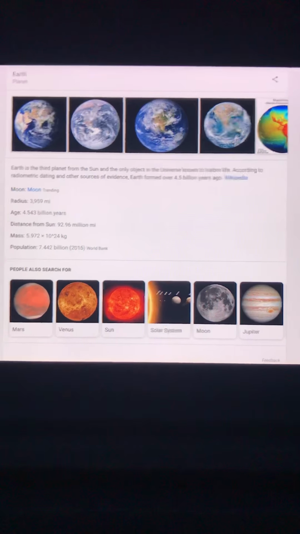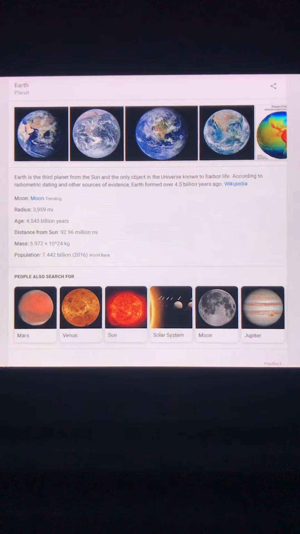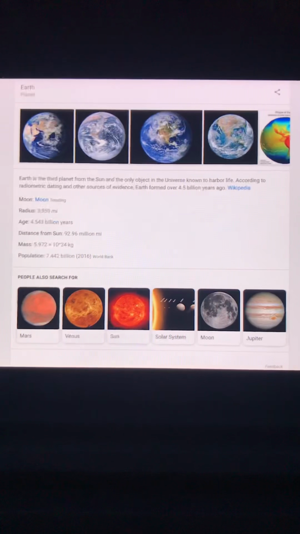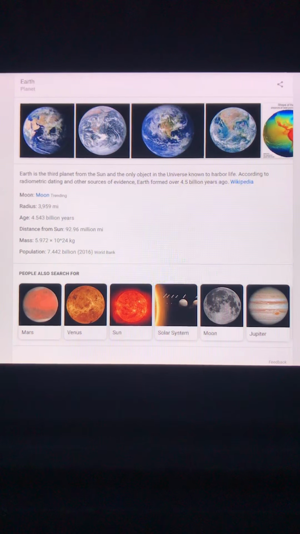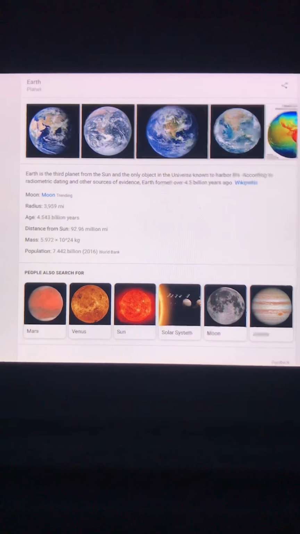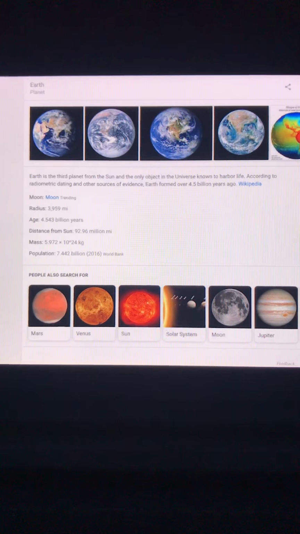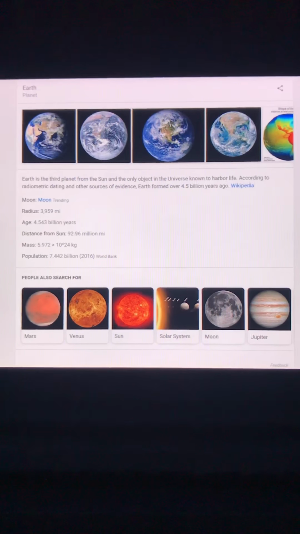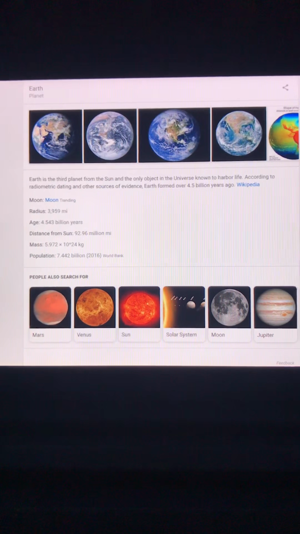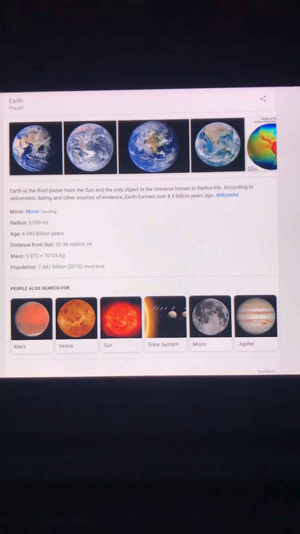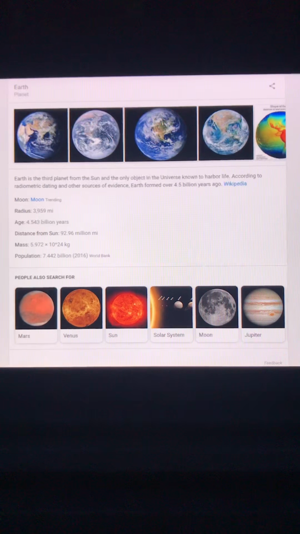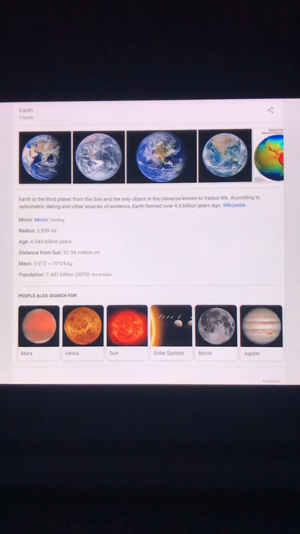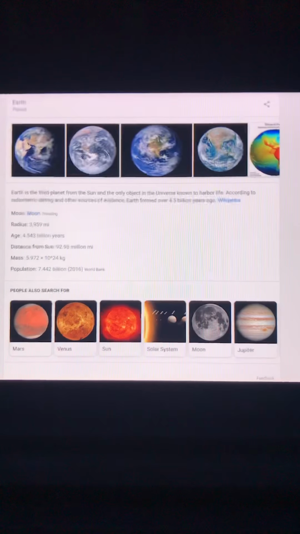The diameter of Earth is 13,000 kilometers. Surface area, 510 million square kilometers. Distance from the sun, 150 million kilometers, also known as one astronomical unit. Gravity is almost 10 meters per second squared. Mass is almost 6 kilograms. Earth is over 4.5 billion years old.